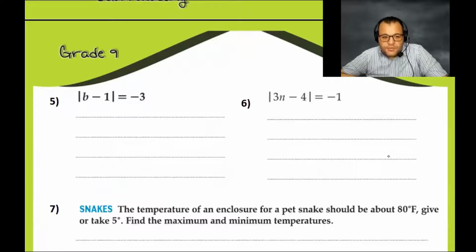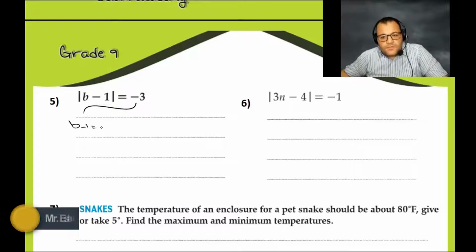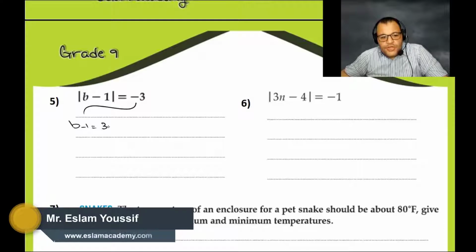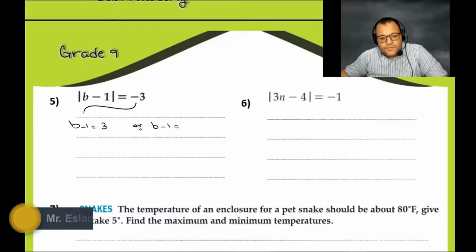Then b minus 1 equals b, negative b minus 1 equals negative 3. And b minus 1 equals 3. Then b minus 1 equals negative 3.